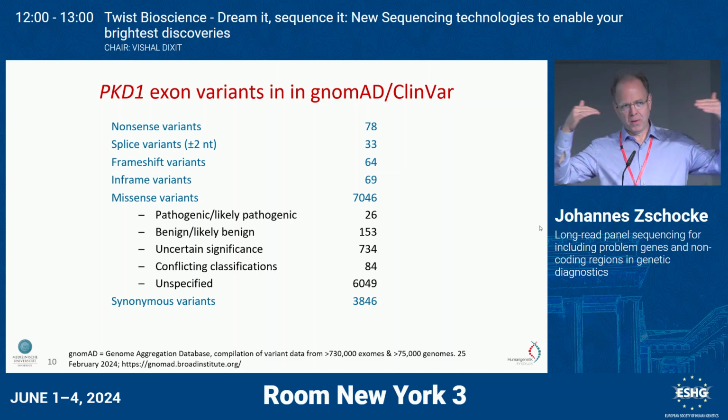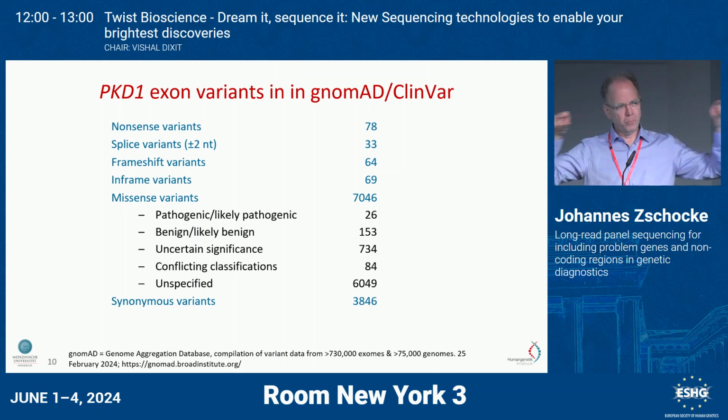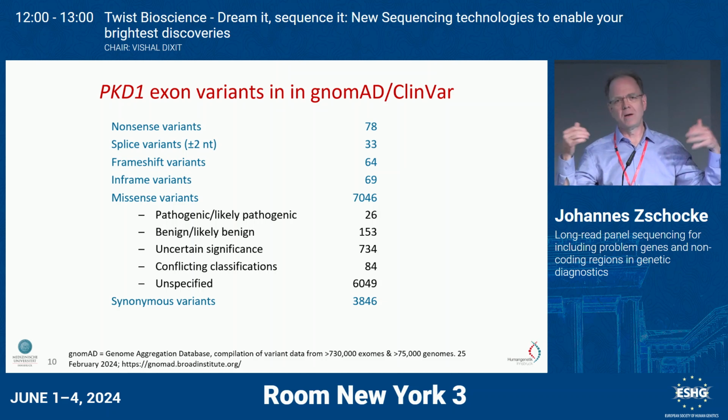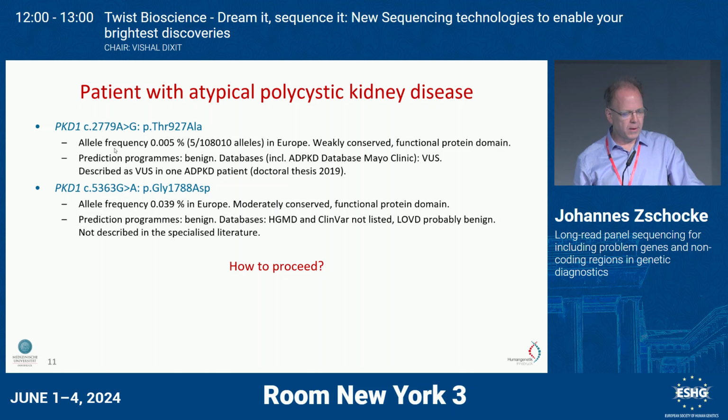If it's in cis on the same chromosomal strand, then we can look at it and say, okay, let's check the parents. We did this here in one sample with a patient with atypical polycystic kidney disease, two variants of unknown significance.